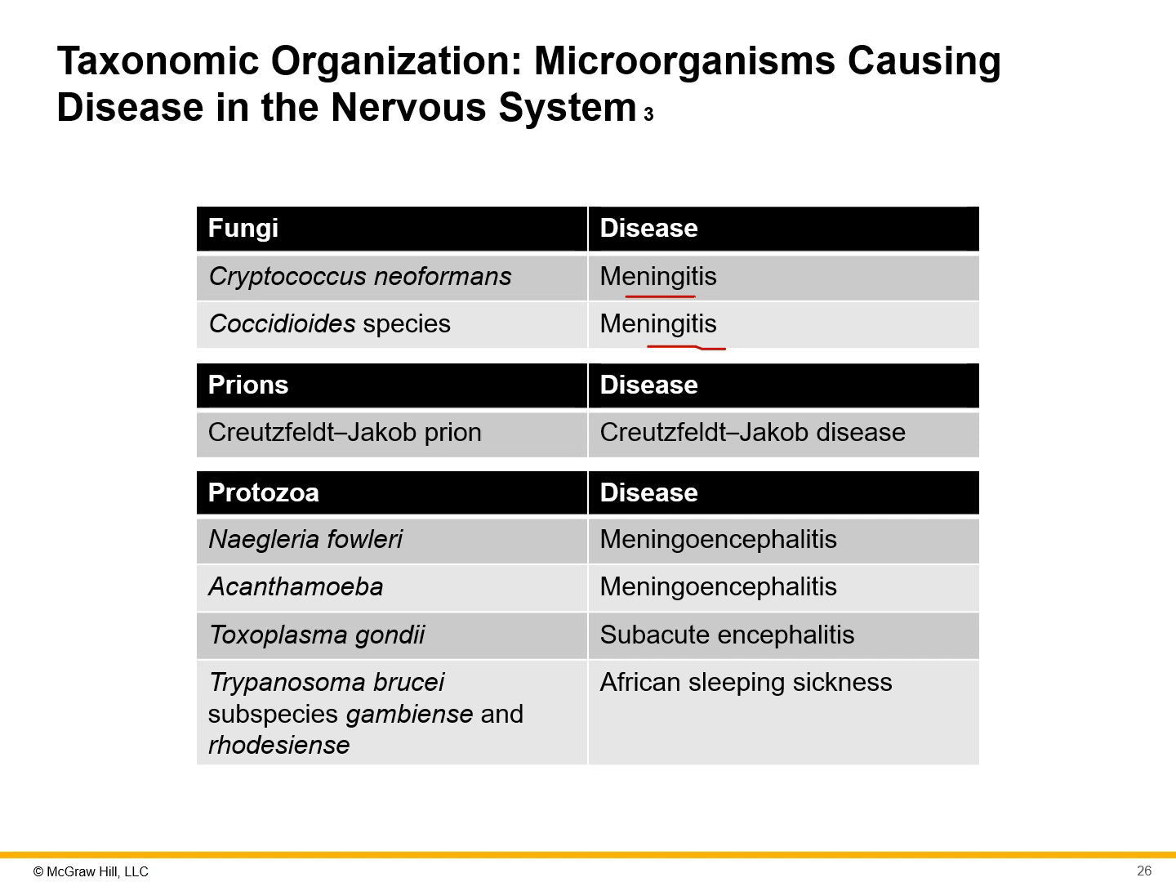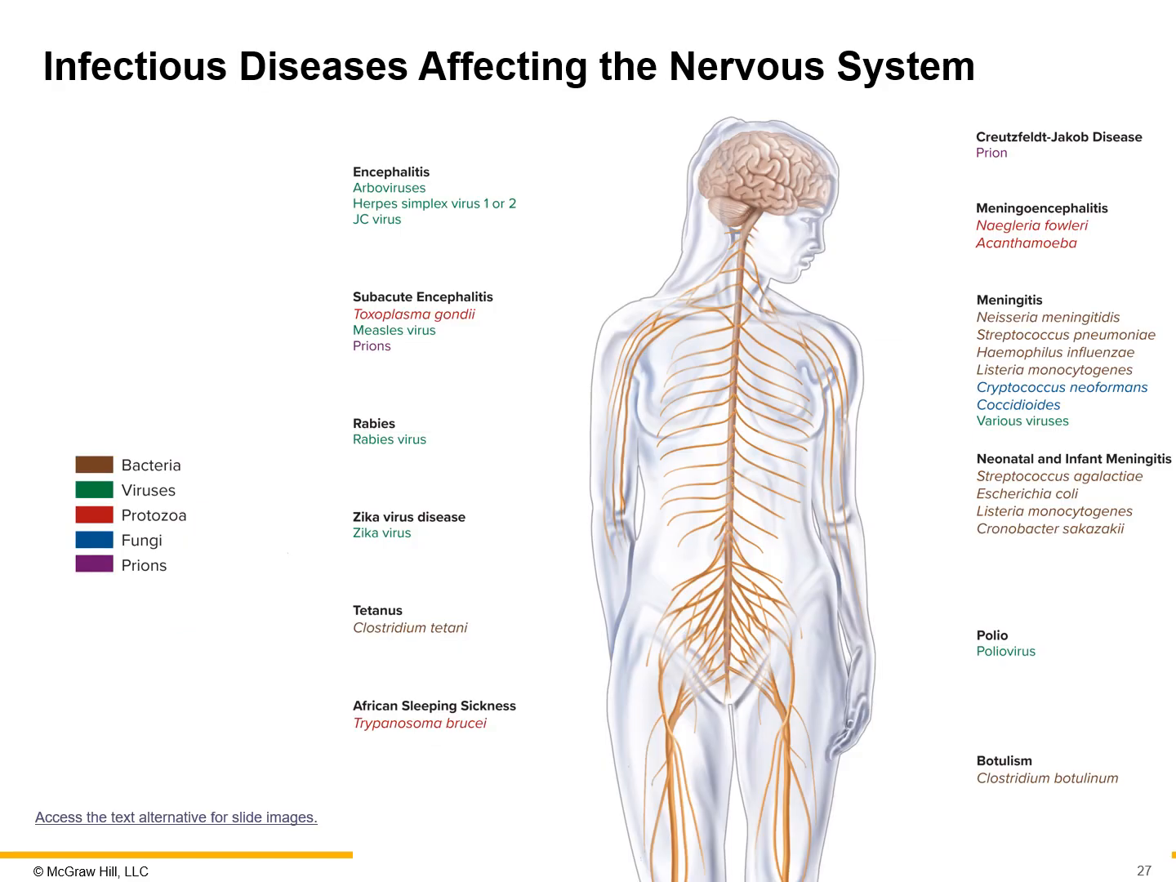Again, our prions, so Creutzfeldt-Jakob disease. And then we also had the protists, so the amoebas. We mainly talked about the Naegleria fowleri leading to that meningoencephalitis. Again, thankfully these are rare, but they can be fatal. Also talked about the toxoplasma, especially with pregnant women, to avoid those cat litter boxes because it can lead to that subacute encephalitis.